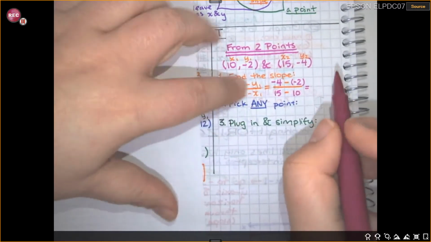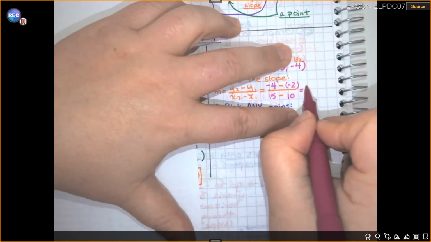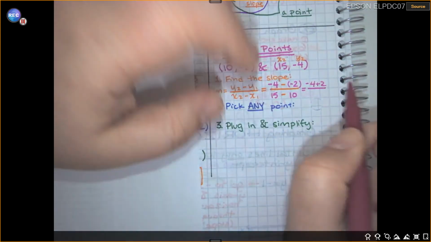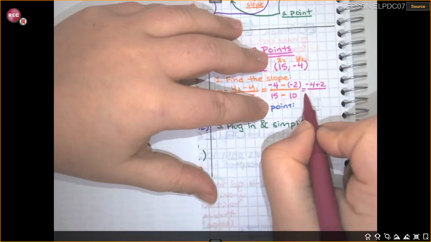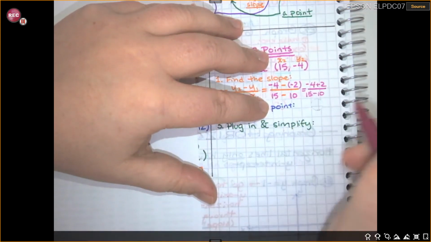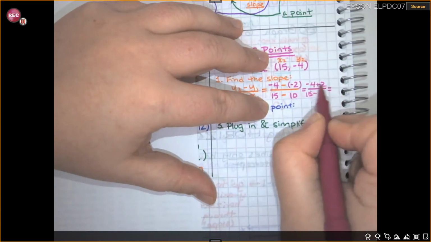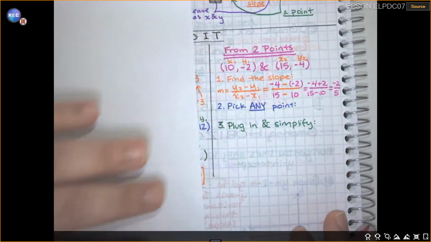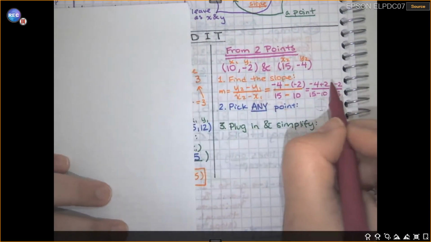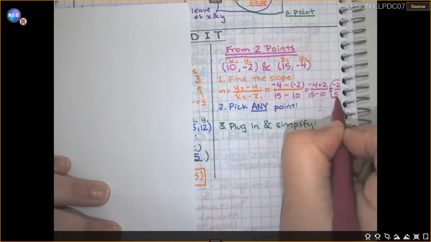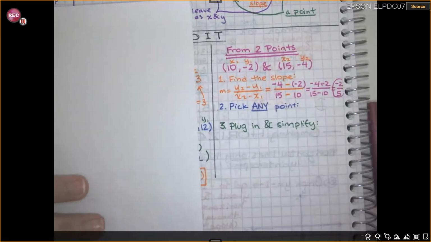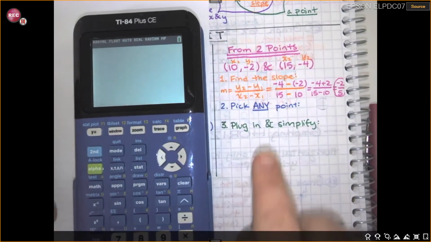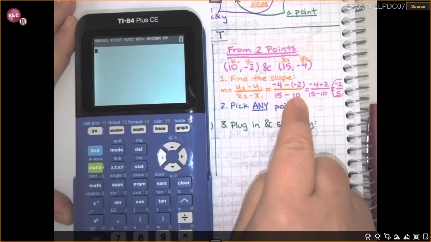Equals, and then remember this becomes plus. So we get -4 plus 2 over 15 minus 10, which becomes -2 over 5. Now that is actually already simplified, but you can get around that by using your calculator. So I had to go grab my calculator, but see here where we have this entered in?